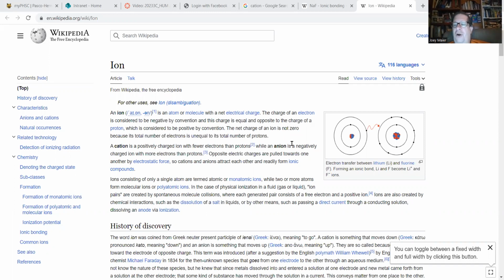So atoms start out with an equal number of protons and electrons. So they're balanced. You've got the same number of positive charges as you do negative charges, and the atom is neutral. That's the way most atoms are. So atoms are usually neutral with no charge.